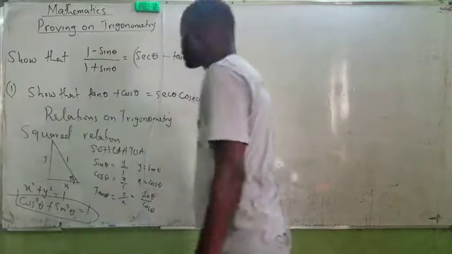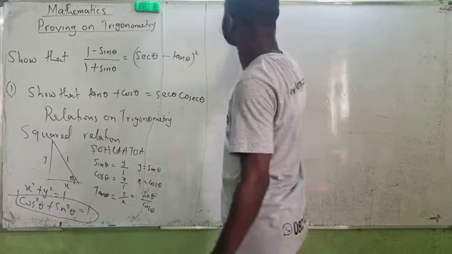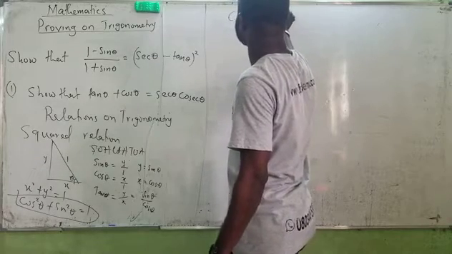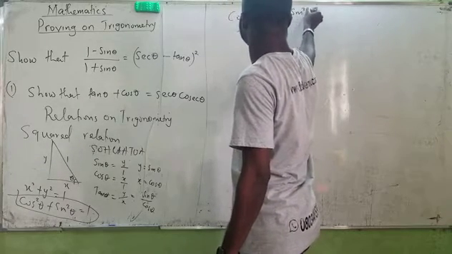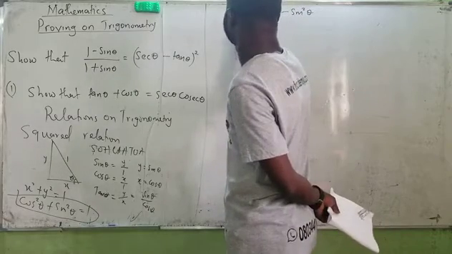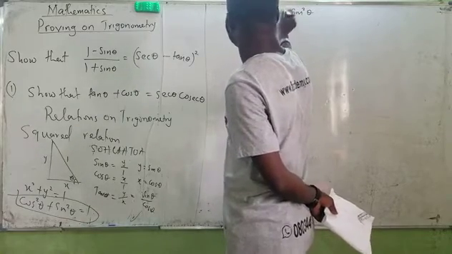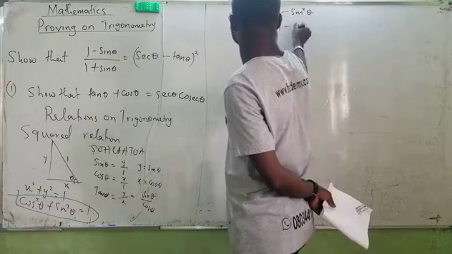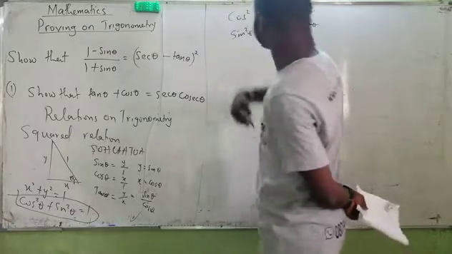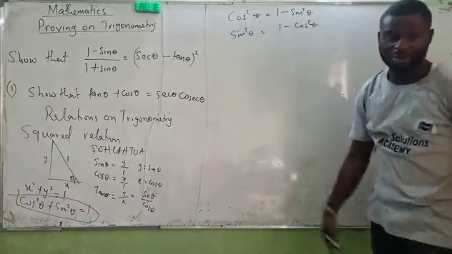Now, for square relation, I can say that my cos squared theta can be equal to 1 minus sine squared theta. And also, I can say that my sine squared theta can be equal to 1 minus cos squared theta. Now, for us to know, these are called square relations.